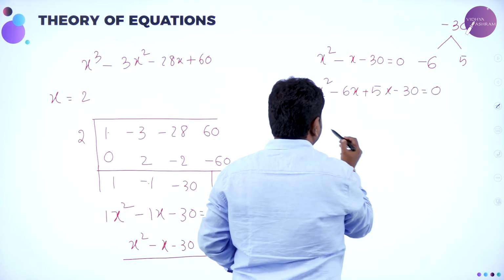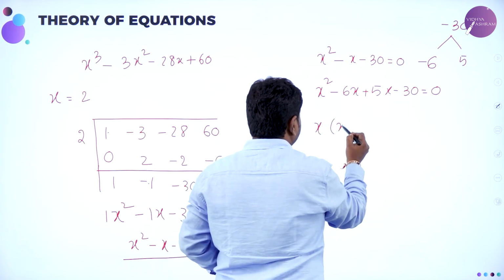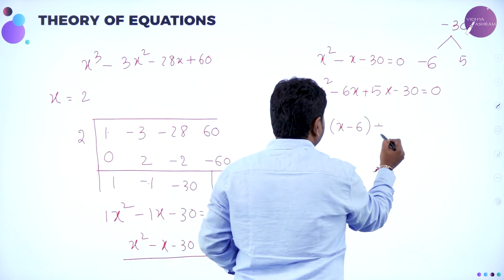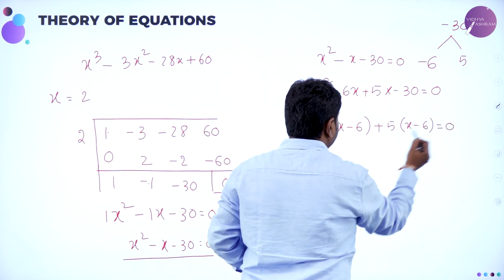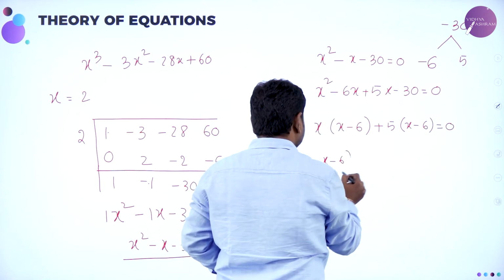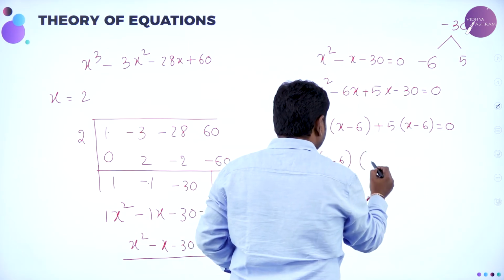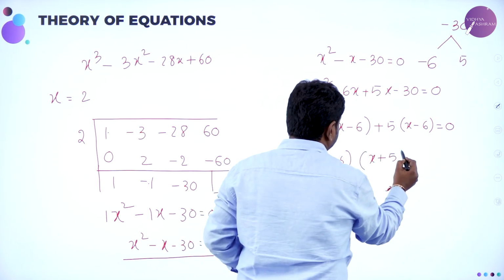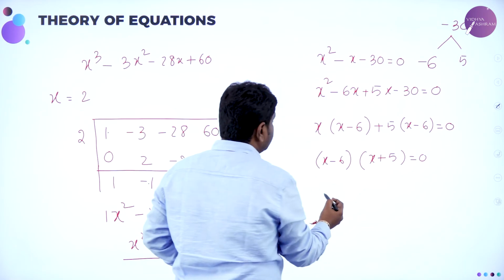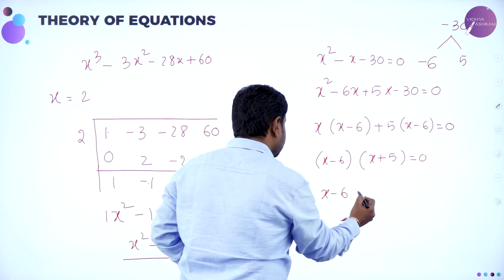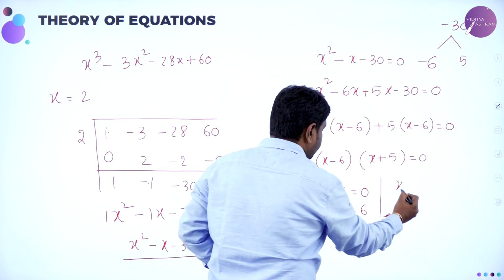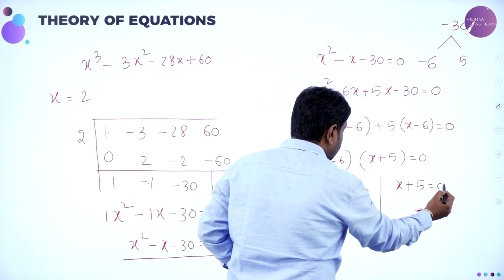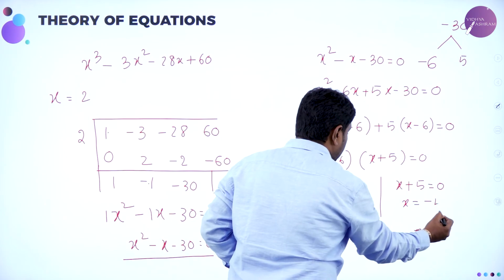We are doing factorization. So take x common, so it will become x minus 6. Take 5 common, it will become x minus 6. And take x minus 6 common. If you take x minus 6 common, it will be x plus 5 left out, equal to 0. Then each term equated to 0. So x minus 6, if I equate it to 0, I will get x is equal to 6. Further x plus 5, if I equate it to 0, I will get x is equal to minus 5. So you got all the roots.